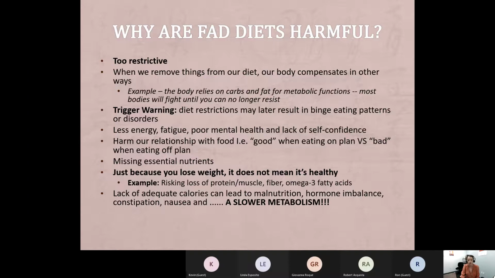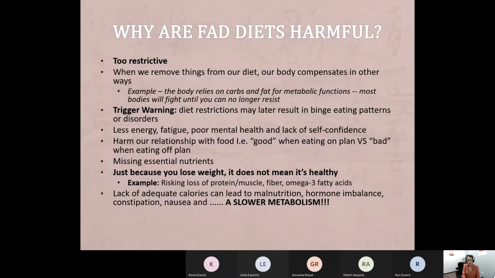And if you're losing weight too quickly, you can risk losing muscle or protein, omega-3s, fiber, things that are really important for long-term health. So just know that being thin does not always mean healthy. And if you have a little bit of excess weight on your body, it doesn't mean you're overweight either. There is a concept of health at any size. So we want you to know that. And also, a lack of adequate calories can lead to malnutrition, hormone imbalance, constipation, nausea, and a slower metabolism.